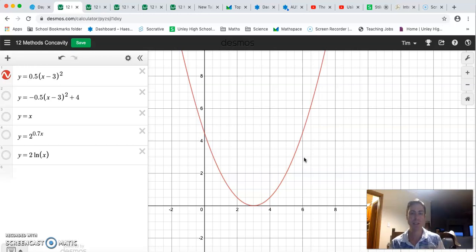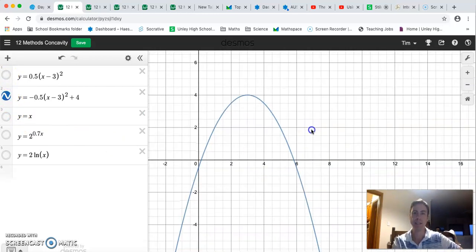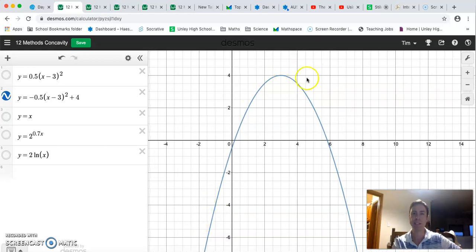So concave up is happy, I'm smiling. And concave down, again, think about it with a parabola. This is concave down. Across the whole function here, the gradient decreases. Right? Not the function, the gradient of the function is decreasing the whole way across, right? And that's concave down, because when you're down, you have a sad face.